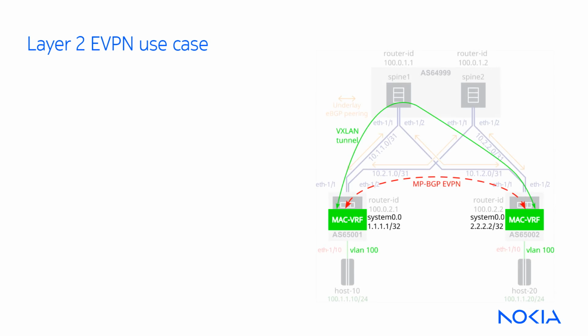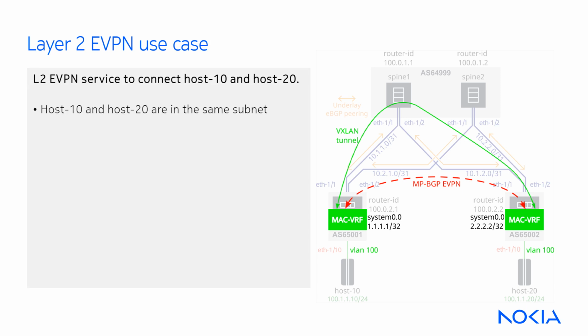Now let's see a use case for Layer 2 EVPN. We have a leaf spine data center with host 10 attached to leaf 1 and host 20 attached to leaf 2. Host 10 and host 20 are pre-configured with IP addresses from the same subnet. We need to create an EVPN service between leaf 1 and leaf 2 to connect the hosts.